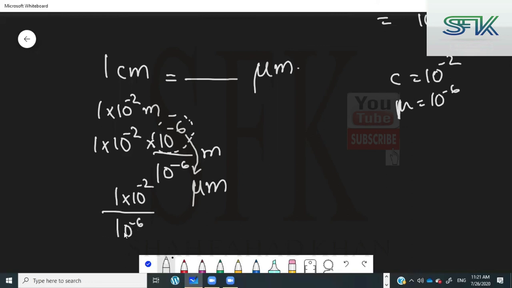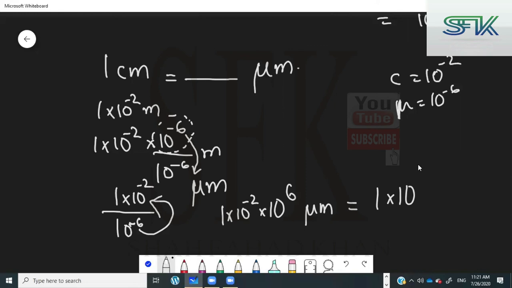The 10 raised to the power minus 6 in the denominator will go into the numerator. We will reciprocate it, and after reciprocation, as I told you, the sign of the power will get reversed. It's going to become 10 raised to the power of minus 2 times 10 raised to the power of plus 6 micrometers. Once this is done, you're going to add them up. It's going to become 6 minus 2, and it's going to become 1 times 10 raised to the power of 4 micrometers. So this is what 1 centimeter is actually equal to.